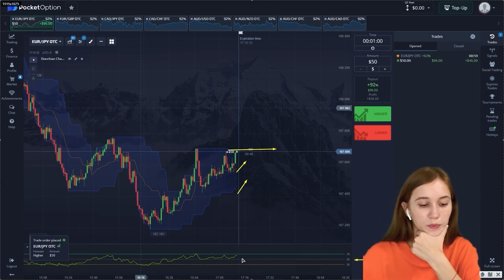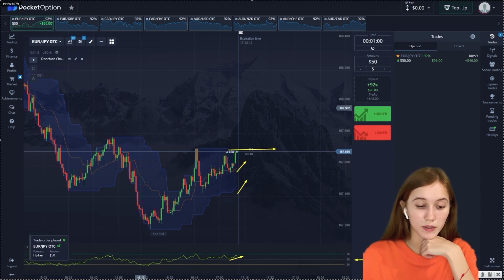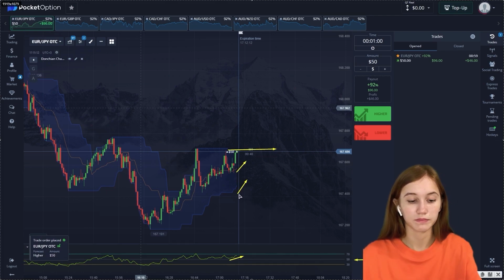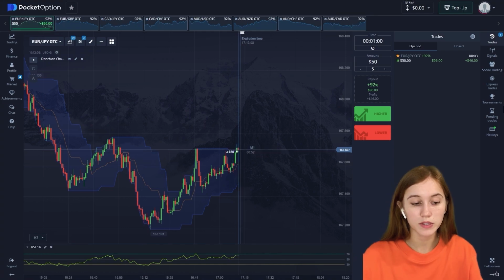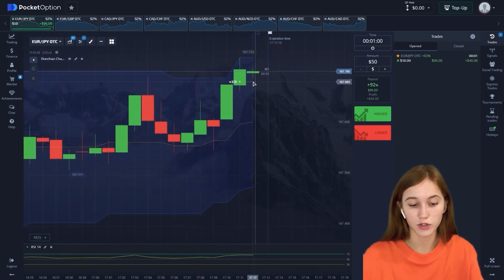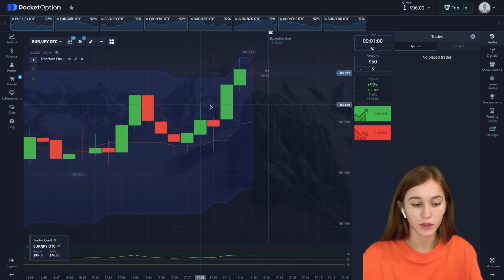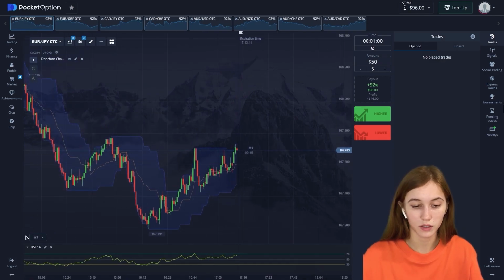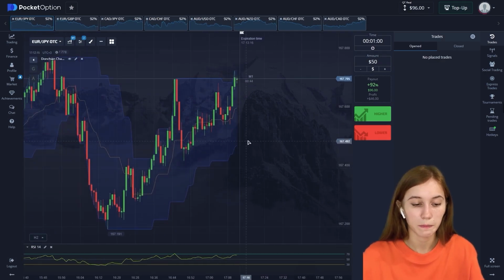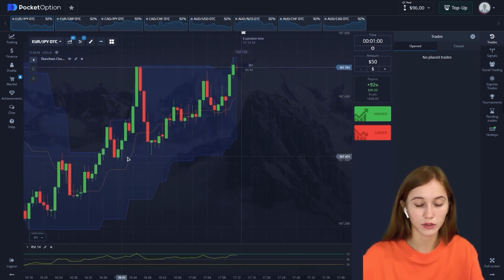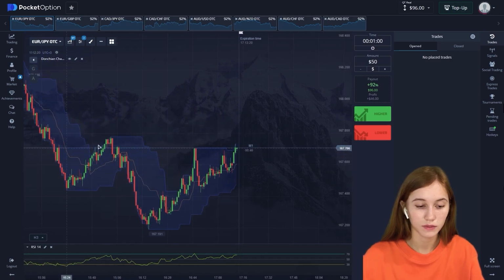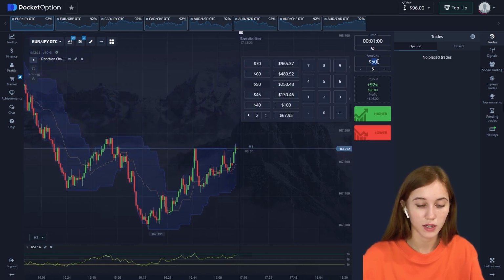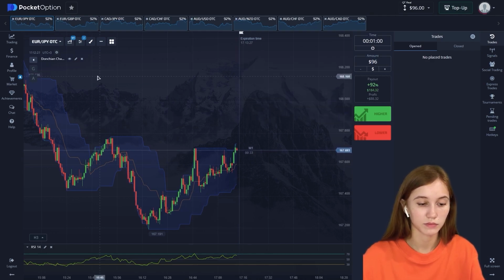RSI. We are also above the market average of 50 and below overbought 70. Let's look at the chart. At the moment, we're above our opening point and the trade is closing positive. You can see it on the balance in the lower left corner. Let's increase the amount to 96 and move on to the next concept.